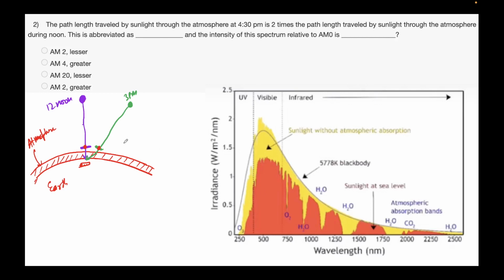This point, which is just outside the Earth's atmosphere, is known as AM0, air mass 0. The power associated with the sunlight coming directly is AM1. This fellow is AM1. So what you see over here, this orange thing, is AM1.